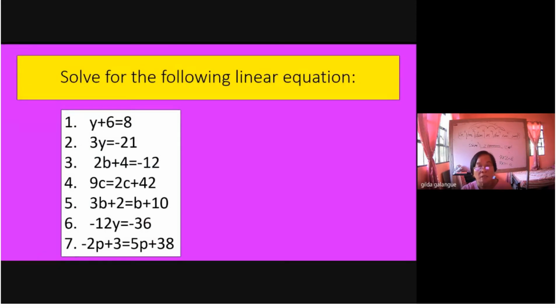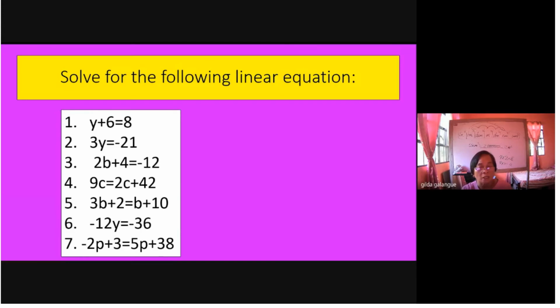Now we have the following exercises. I am giving you 1 minute to answer the following problem. So in answering number 1, think of a number that whenever you add to 6, the result will be equal to 8. Alright? 1 minute only. Can I start? Alright? We can proceed. What is the answer to number 1?